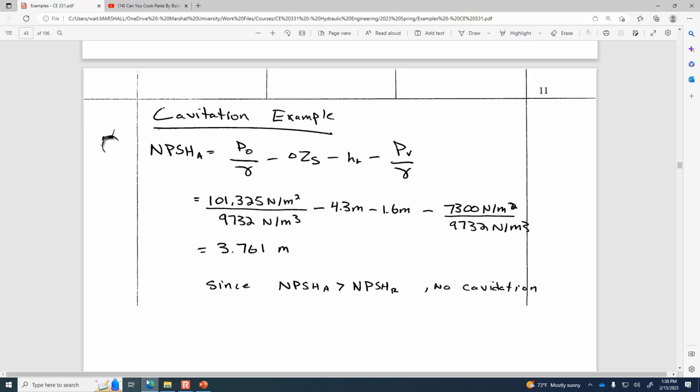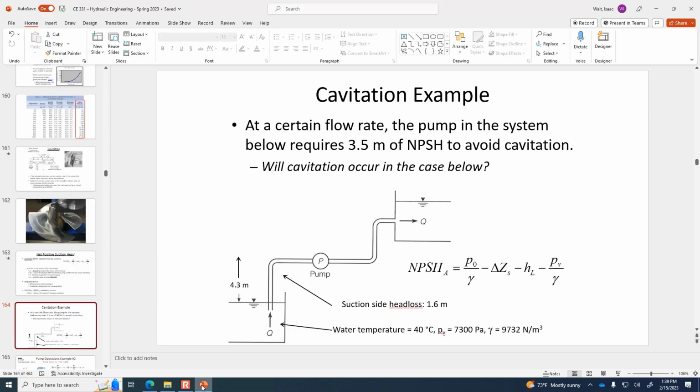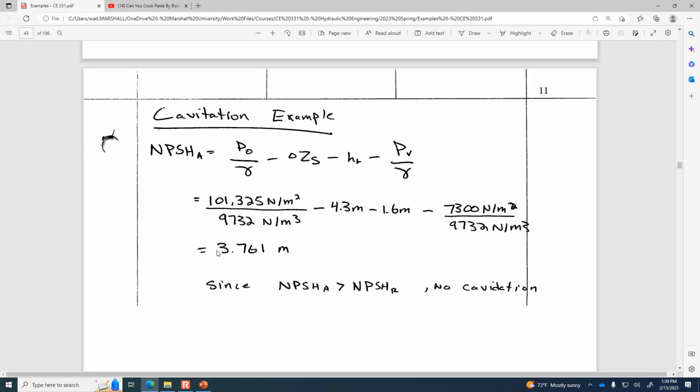So the required suction head for this pump is 3.5 meters, but what's available is 3.76 meters. So if we start with the atmospheric pressure and divide it by the fluid's unit weight, and then subtract out the elevation difference on the suction side, the head losses only on the suction side, and the effect of the vapor pressure, the available is above what's required, and so it's not going to cavitate. Okay.